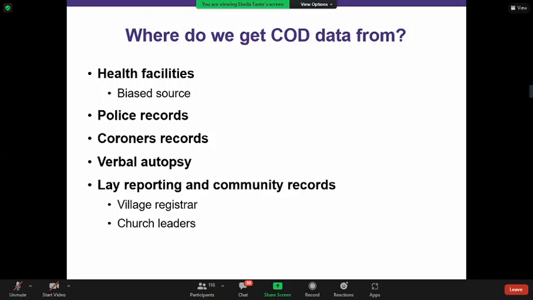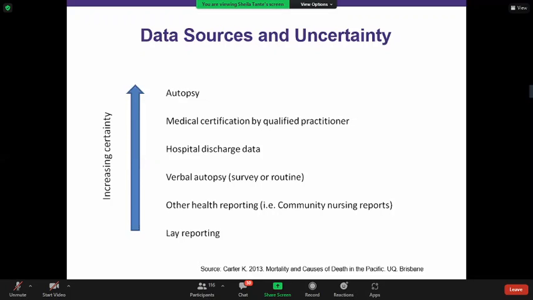Out of the 15 barangays, only maybe 1, 2, 3, 4, 5, or 6 are accessible by road. The rest are all mountainous. Okay? So, in terms of certainty, the lay reporting is the lowest, so you are not sure, maybe it was misunderstood. So other health reporting, or verbal autopsy, or survey, or routine hospital research data has higher certainty.